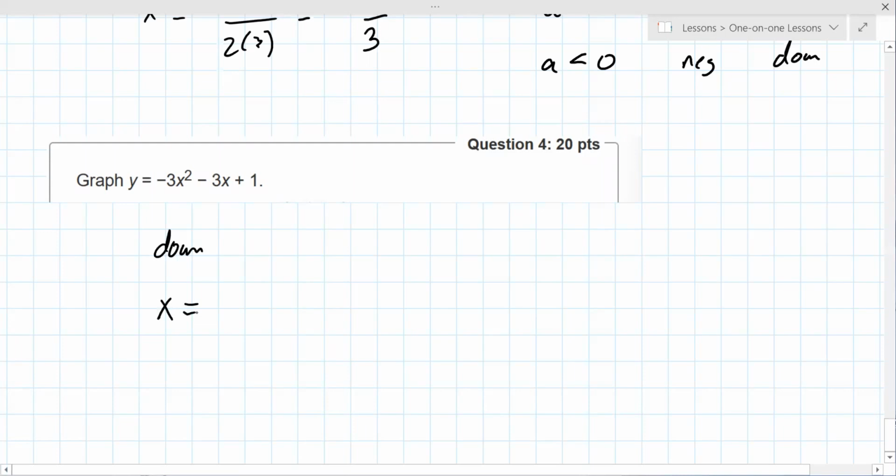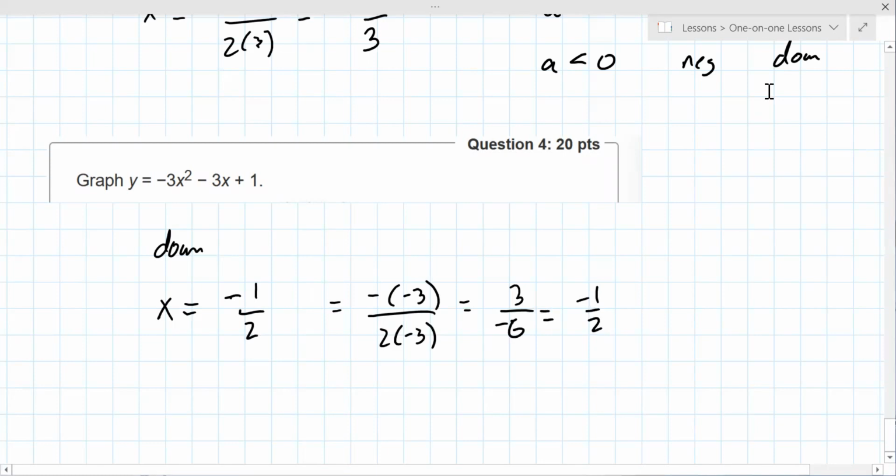Find the x coordinate of the vertex, please. -1/2. Good. Yeah, it's minus a, -3 over 2 times -3, which is +3 over -6, which is -1/2. Good.